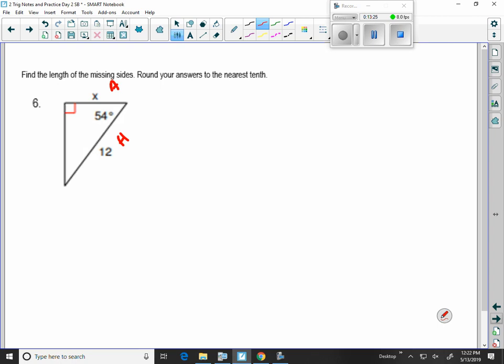So let's get this set up. Okay, cosine of what? Cosine 54, cosine of our angle, equals adjacent x over hypotenuse 12. Okay, yep, multiply by 12 on both sides. And we're going to put it in our calculator. Oh, nearest tenth.